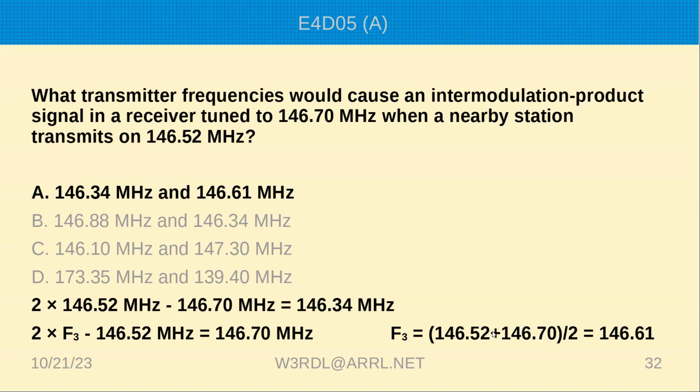And I worked it out by taking 2 times the F3 signal, because it's unknown, minus the 146.52. And we know it has to come out equal to 146.7, because that's where you're going to hear it. So I solved for F3. That's where you get F3 is equal to the sum of those two divided by 2. Now, that's how you can work it. I still don't completely understand why it's not the other third order product. Note to self, memorization question.